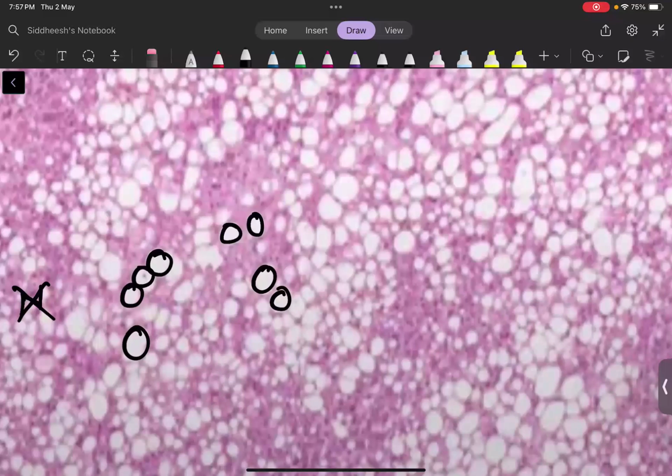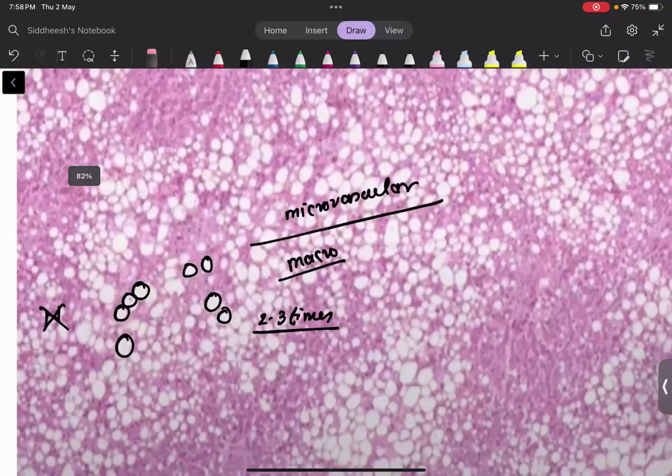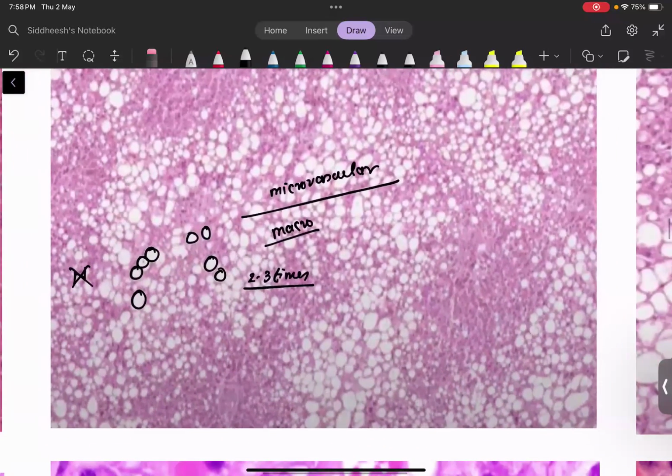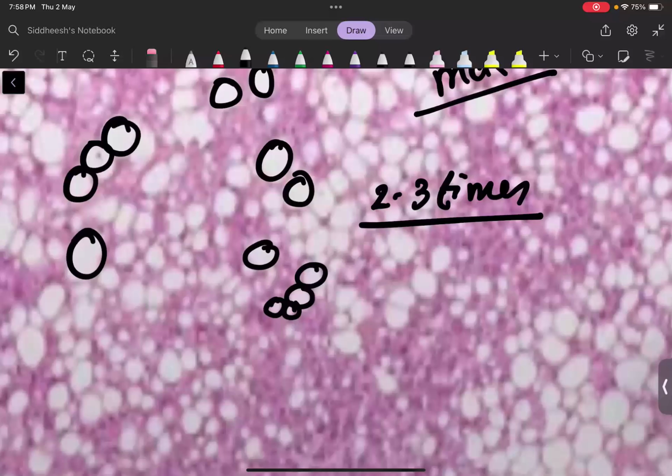Okay. Now, you should be able to differentiate hepatocytes and the fat cells. If someone asks how much larger it should be than hepatocytes, the answer is very simple. More than 2 to 3 times of normal hepatocytes. Perfect. If it is just more than 2 to 3 times of hepatocyte, this is what a microvascular. If it is more than that, then what? A macrovascular. Perfect. Now, let me show you some microvascular cells first. Can you all see this part? Small white circles. Can you all appreciate? This is your microvascular fat composition, right?